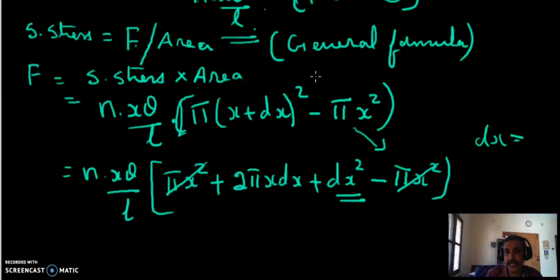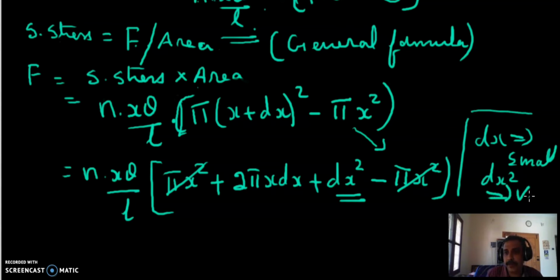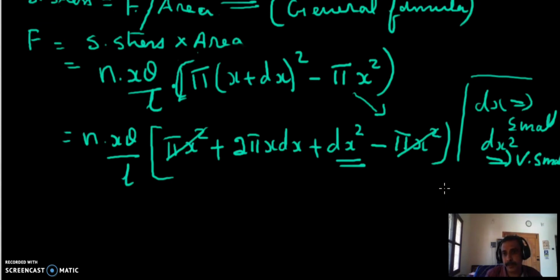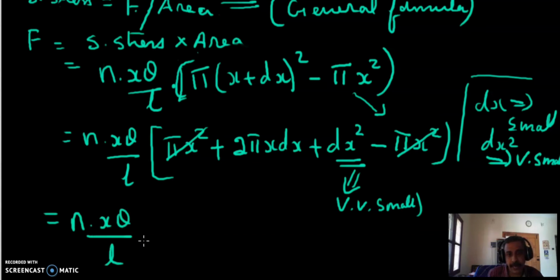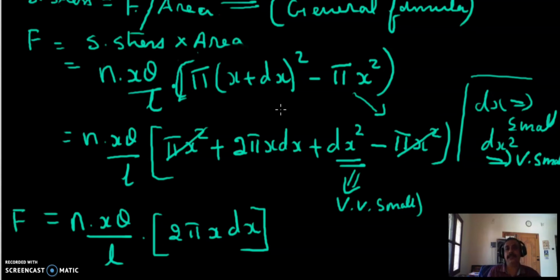dx itself is a very small value. So dx² will be still smaller, very small. Therefore, we can neglect it. Therefore, I write nxθ/L into 2πx dx. So this is the force applied on this area, right? This is the force experienced by this area.